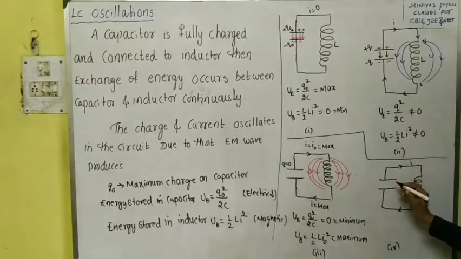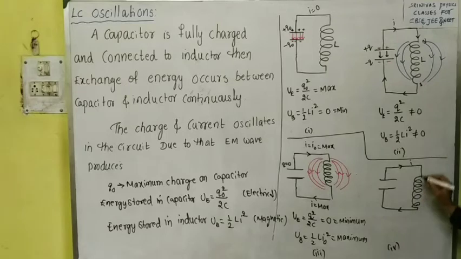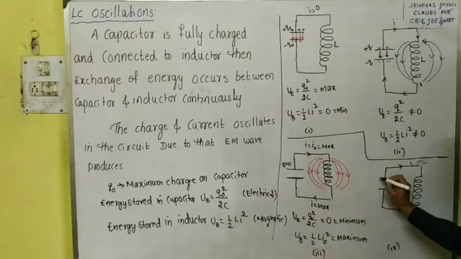Now the capacitor starts charging, and the current is decreasing. At any instant of time, we can consider the current as I. The current starts to decrease, and some charge is stored here. Here what happens is the polarities of the terminals will change. This will become minus minus and plus plus.